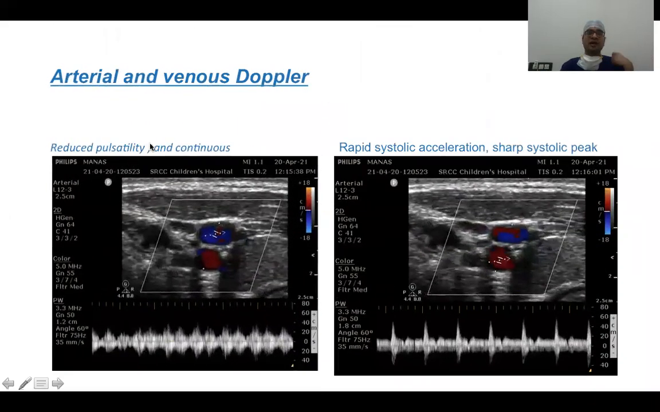Then we go to arterial and venous Doppler. If we put Doppler on an artery and a vein, we get different types of waveforms, which helps us in differentiating between artery and vein. This is also known as duplex sonography or imaging. Here we can see there is reduced pulsatility, as we are nearer to the heart, sometimes the cardiac pulsations are transmitted and we get systolic waveforms. Here the rapid upstroke and downstroke can be seen. It can be monophasic, biphasic or triphasic.